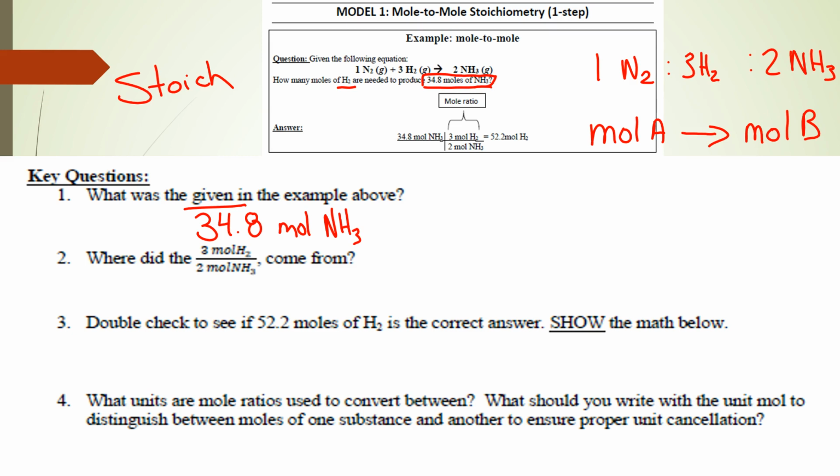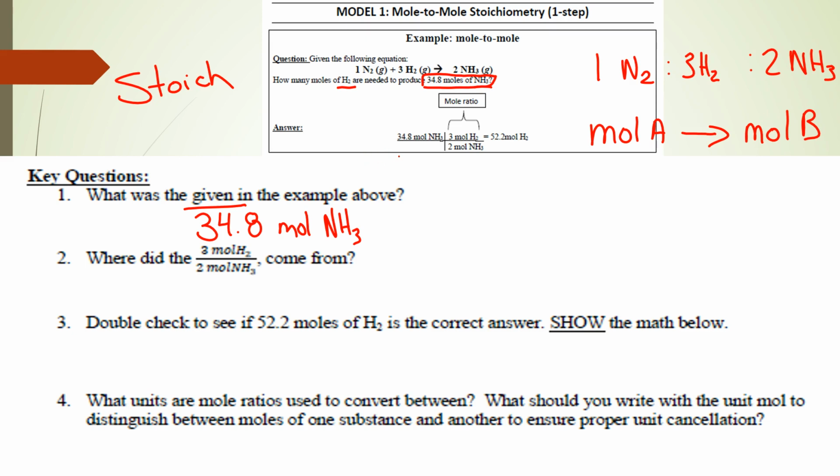Now, the nice thing about stoichiometry problems is the moles of whatever you're getting for the given determines your number of sig figs for the rest of the problem. So this is 3 sig figs. Our answer is going to be in 3 sig figs. If it's 2 sig figs, our answer is going to be in 2. If it's 1, our answer is in 1.